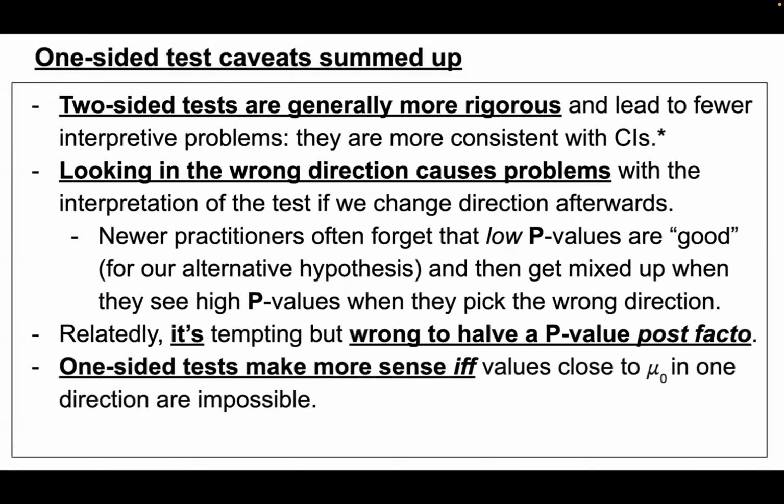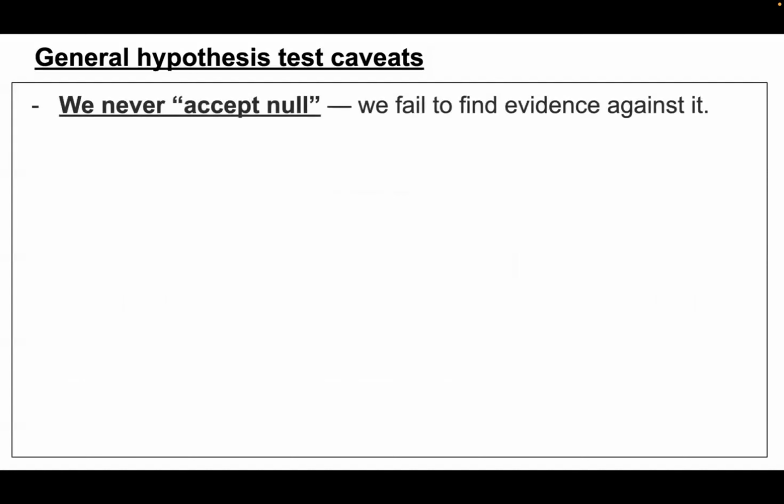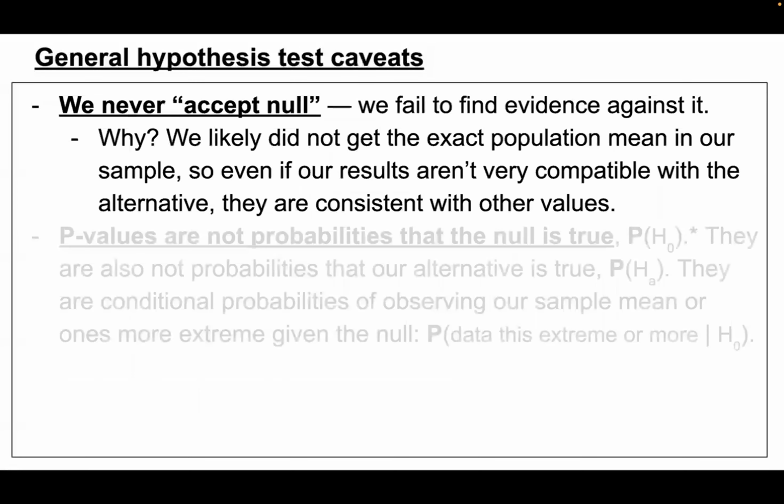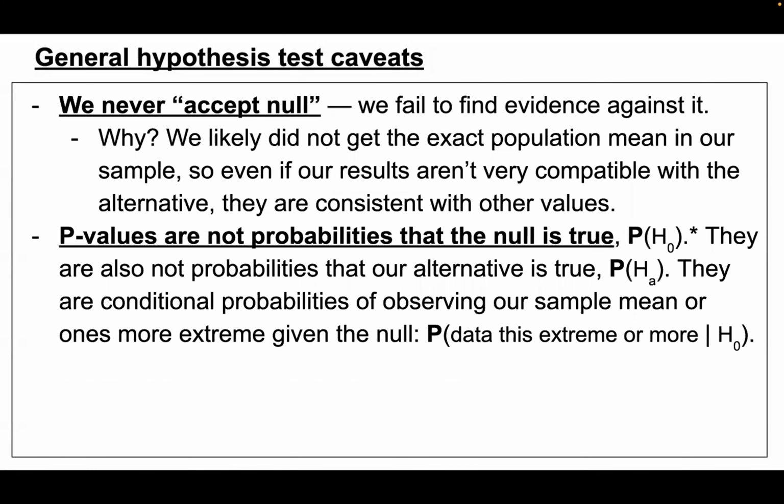And then here's a bunch of the caveats summed up. We've been over this before, and I said most of this out loud. Some general caveats about hypothesis tests. We never accept the null. We fail to find evidence against it. And the point is that we likely didn't get the population mean in our sample. So even if our results aren't compatible with an alternative, they're consistent with values that aren't the null. So that means we don't ever just say the null is true. Recall also, I think I stress this pretty strongly. So if this seems obvious to you, don't worry about it, because I am pretty keen on writing out exactly what p-values are, but many times people don't write out exactly what p-values are, and then this can get confusing.